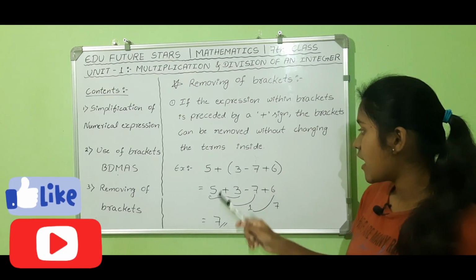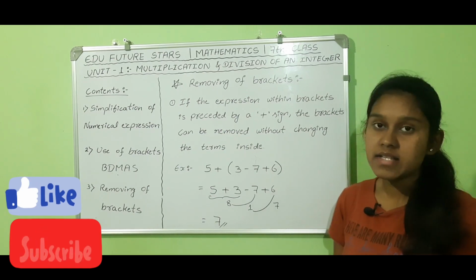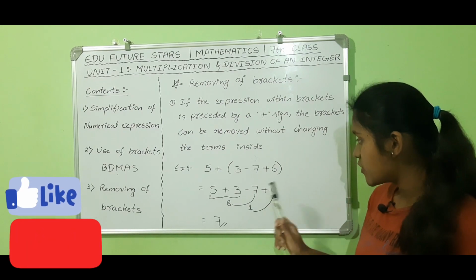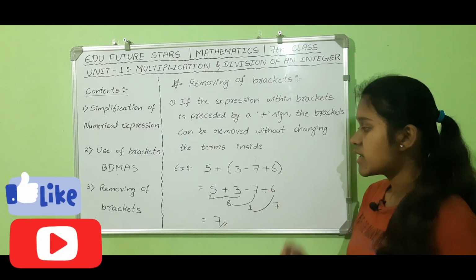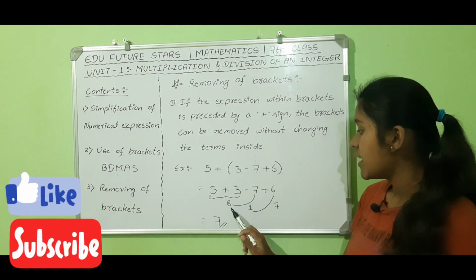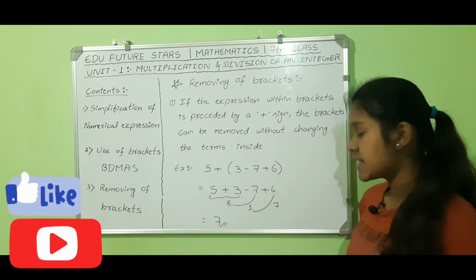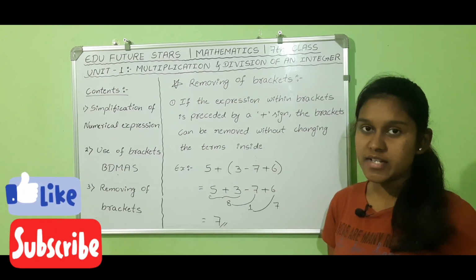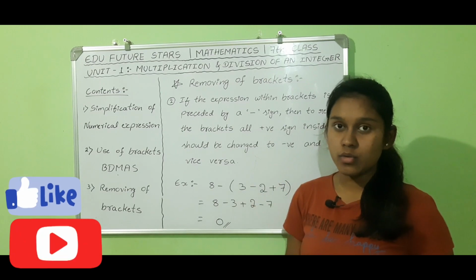See here, I am going to remove this bracket. The inside terms don't change their sign. See here, positive 3 as it is, negative 7 as it is, and positive 6 as it is. Now we can solve this one, right? 5 plus 3 is how much? 8. 8 minus 7 is what? 1. 1 plus 6 is how much? Which is 7. So here we are getting the answer as 7. Understood? This first property is very important. Got it?